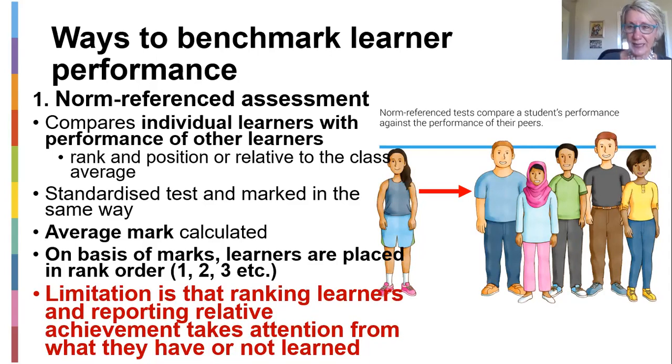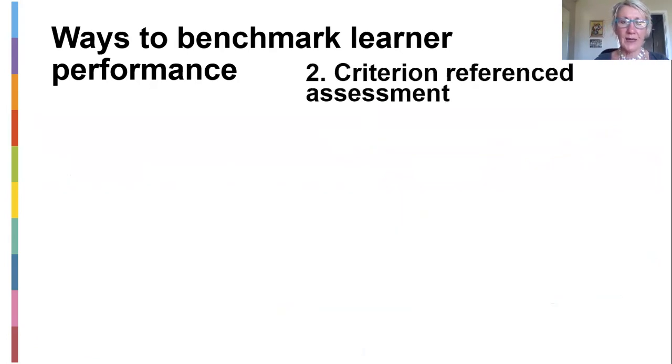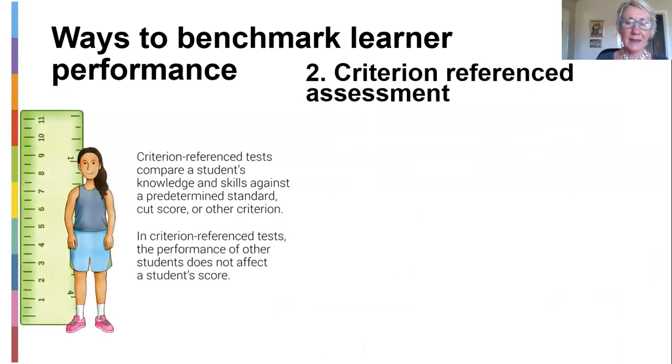The limitation of this kind of method is that reporting achievements takes attention away from what they have learned or not learned. So although Sally might be 2, what does she know? What doesn't she know? If she's number 4 and they all don't know very much, I'm not saying very much about how much she's learned. But if they're all high achievers and she's number 4, then maybe she does know a lot. But can you see the limitation here? I'm taking away from what they know or don't know if I'm only ranking them according to their averages.